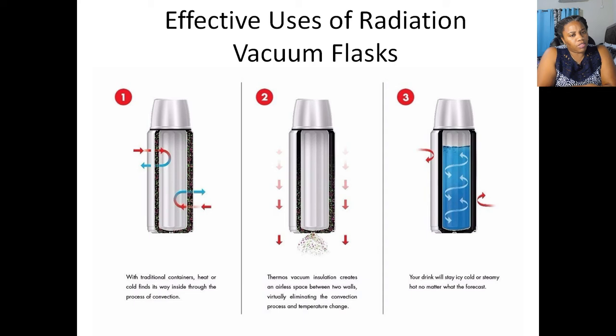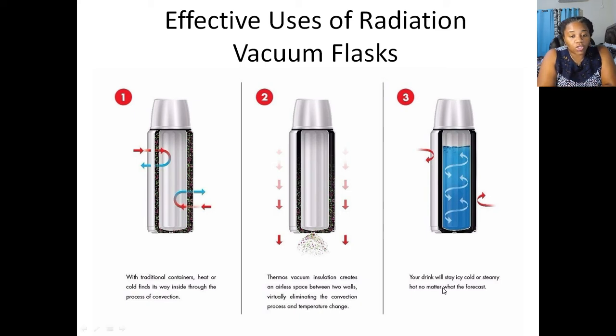Now here we have some effective uses of radiation. Here we have a vacuum flask, which actually is really good. And let's look at the mechanism. So with traditional containers, heat or cold find its way inside through the process of convection. Thermos vacuum insulation creates an airless space between two walls. And here you see them sucking out the air between here to make it a vacuum. So this is the matter. We call this matter, right? Virtually eliminating the convection process and temperature change, right?